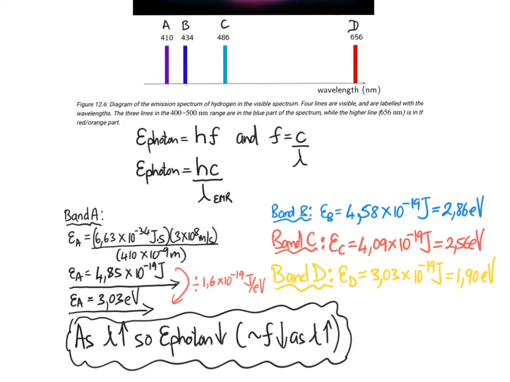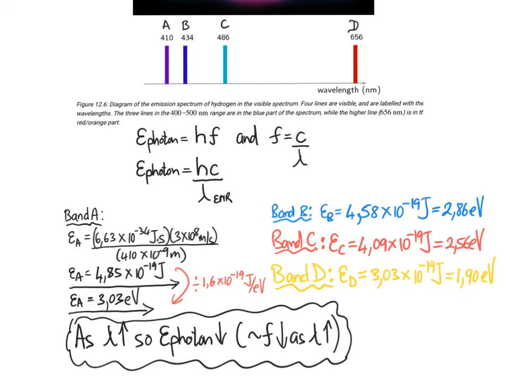But let's think about what this is the energy of. This is the energy of a tiny packet of light, a photon of that particular wavelength, of that particular frequency. So dividing by 1.6 times 10 to the minus 19 joules per electron volt, we get that the energy of the photons associated with that band of light will be 3.03 electron volts.